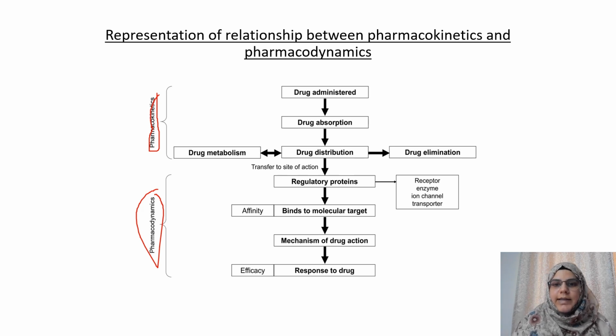Okay, now it comes to pharmacodynamics, how the drug is going to act on your body. Like regulatory protein, the receptors have so many proteins where the drugs go and bind. Okay, and then it starts showing its action or its effect. Bind to the molecular target, mechanism of the drug action, and response to the drug. Okay, the binding of the drug to the molecular target is called affinity. And the next is response to the drug. How your body is responding towards the drug is efficacy. Okay. These two terms are so important.